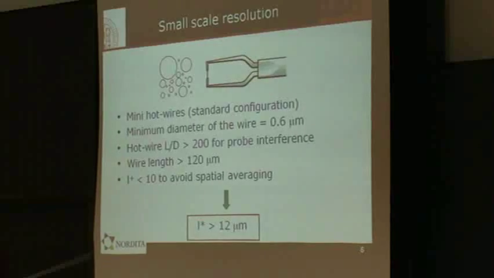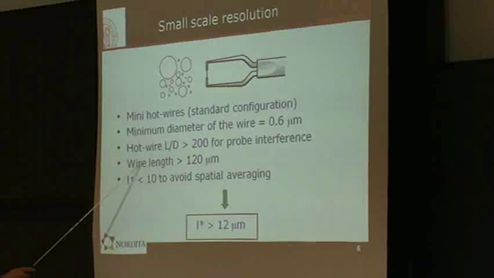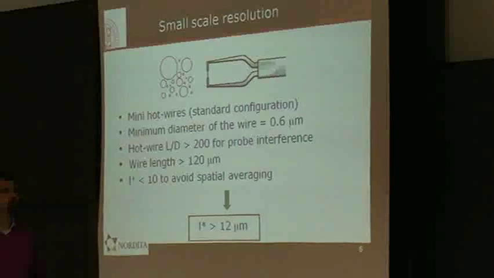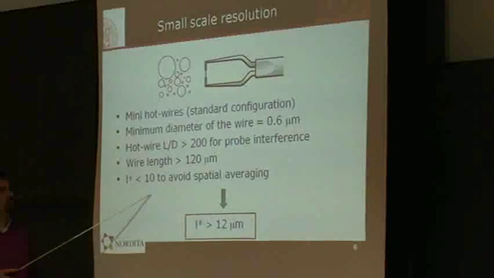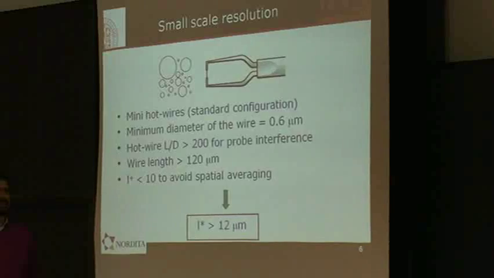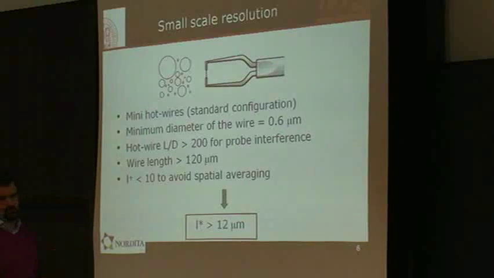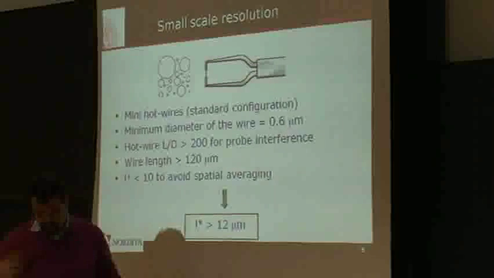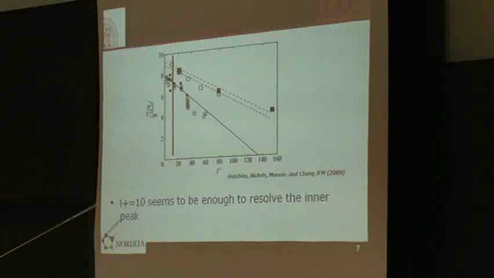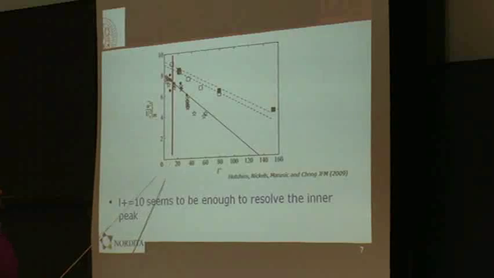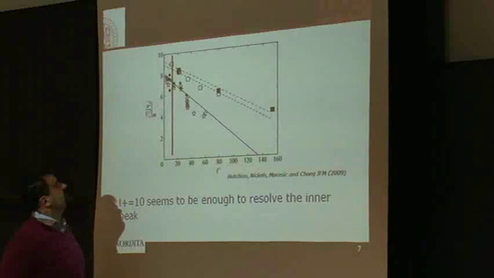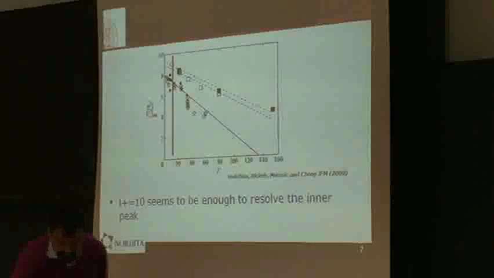Now, again, probe resolution. We saw that if we want to be on the safe side, L plus should be less than 10. If we want this, then we can only measure scales which are larger than 12 micron with these, let's say, standard techniques. This is just an example showing that L plus equal to 10 can be enough to detect, for instance, the intensity of the peak of the standard deviation of the fluctuation.